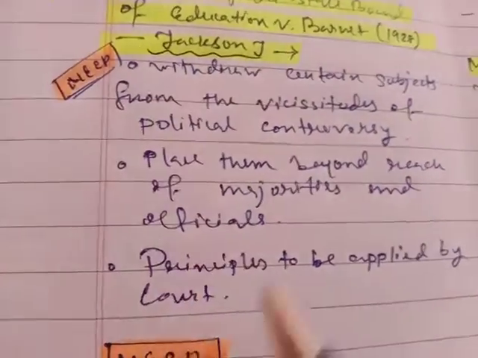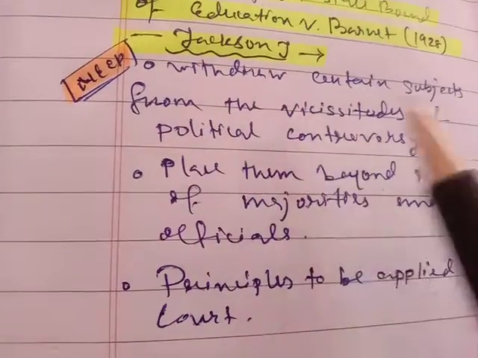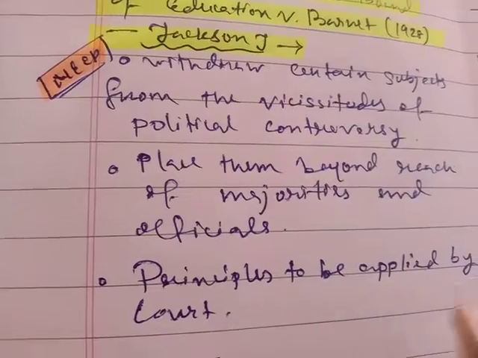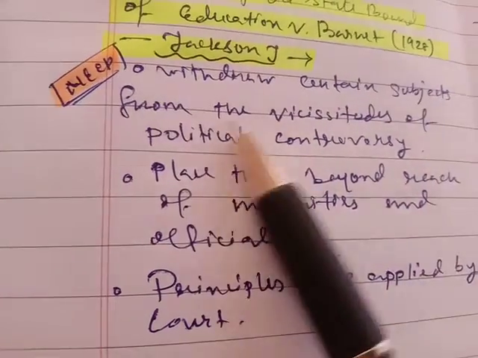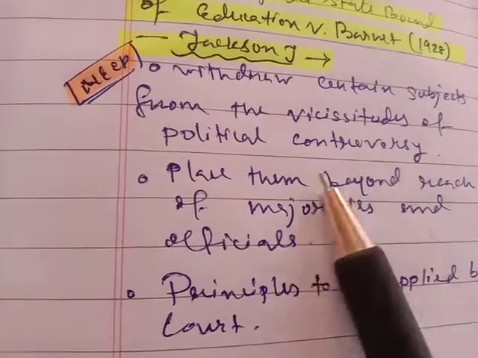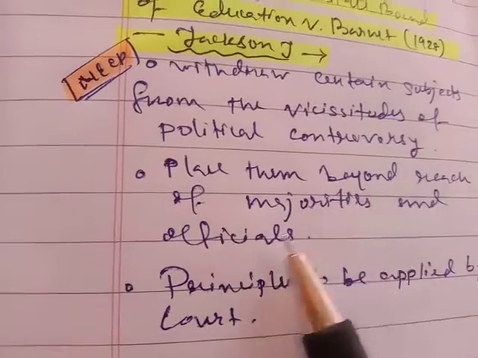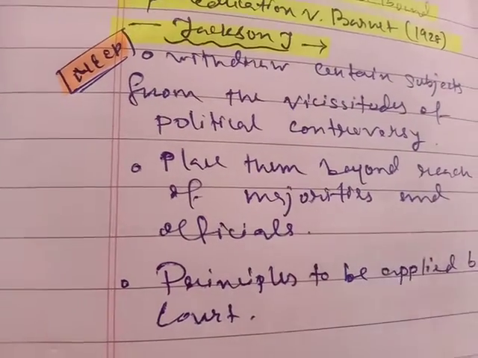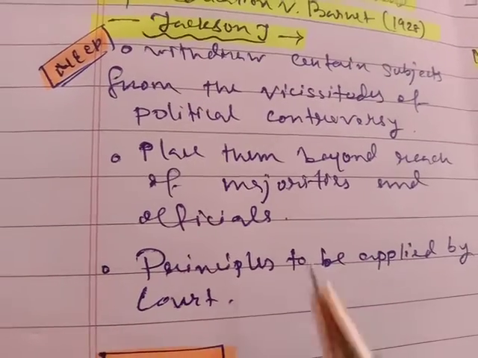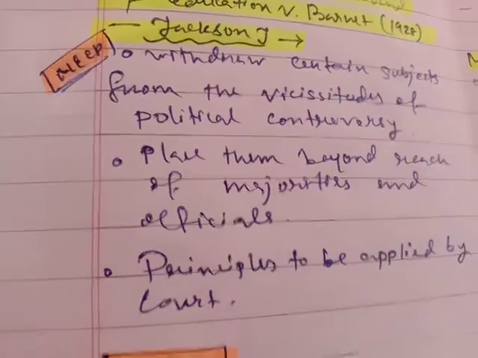So what are the needs of the fundamental rights? There are 3 points only. The first one is to withdraw certain subjects from the vicissitudes of political controversy. This line might be under quotation. So withdraw, so that these subjects are free from any kind of political controversy, and place them beyond the reach of majorities and officials. The rule of majority cannot reach them or violate them. And these are certain principles to be applied by the court while interpreting the rights of the people or interpreting the constitution. These 3 points are important.